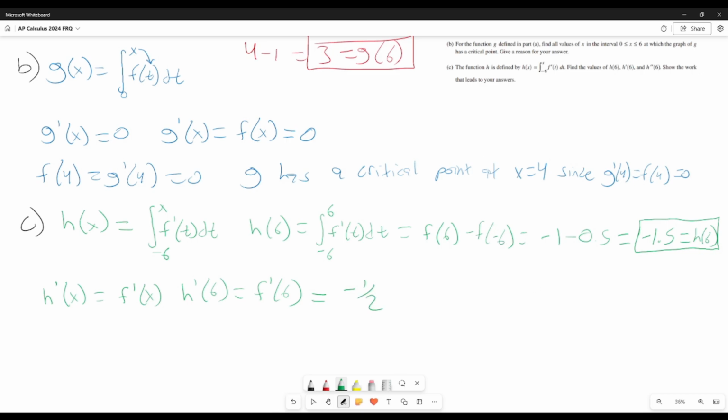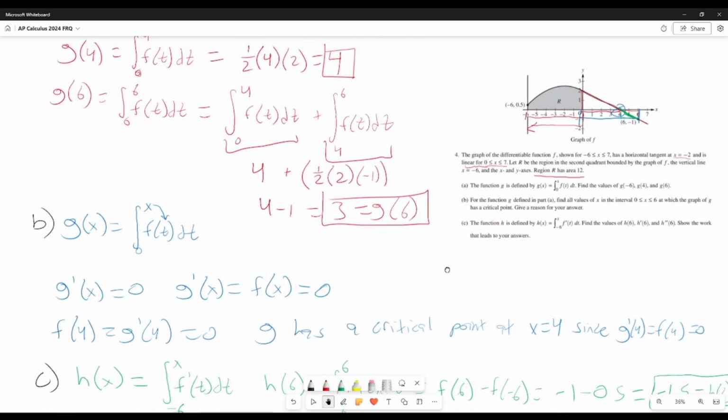And finally, it asks us for h double prime of 6. So since h prime is equal to f prime, h double prime is going to be equal to f double prime of x. And since f double prime is just the derivative of this, it is going to be 0, because the derivative of a constant is always 0. And that was it for question 4. I mean, that was a pretty simple question.